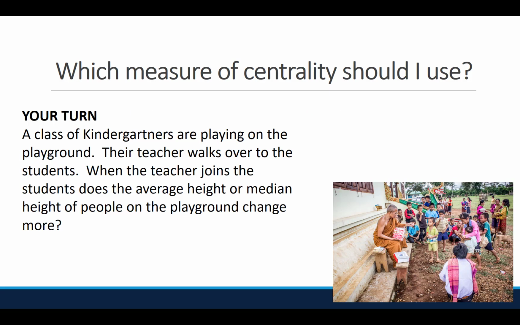Your turn. A class of kindergartners are playing on the playground. Their teacher walks over to the students. When the teacher joins the students, does the average height or the median height of people on the playground change more? Notice here that the mean will change more. The teacher's height will be an outlier compared to the height of the students. Therefore, the mean height will change more compared to the median.